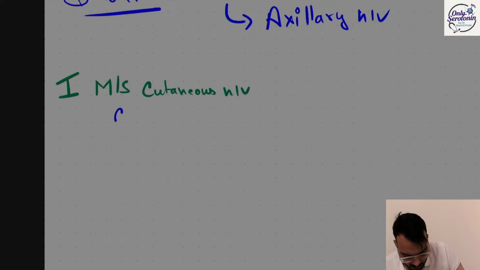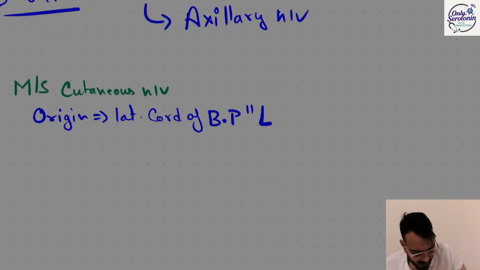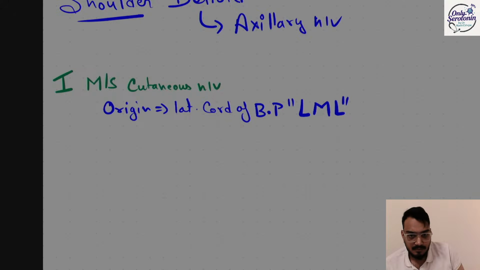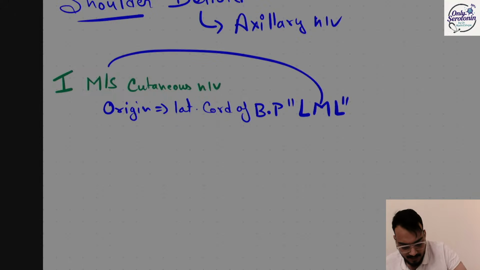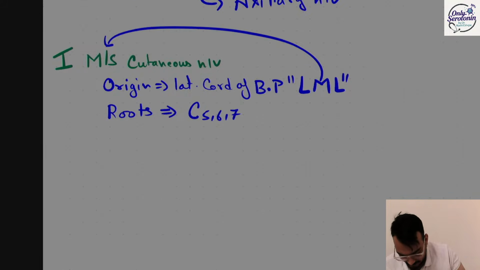What is the origin, guys? The origin of the musculocutaneous nerve is the lateral cord of the brachial plexus. Remember LML, Lele Mera Love, right? Lateral cord of the brachial plexus. M here is musculocutaneous. Okay. What about the roots? For LML there is a single root only, and that is what, guys, C5, C6 and C7.